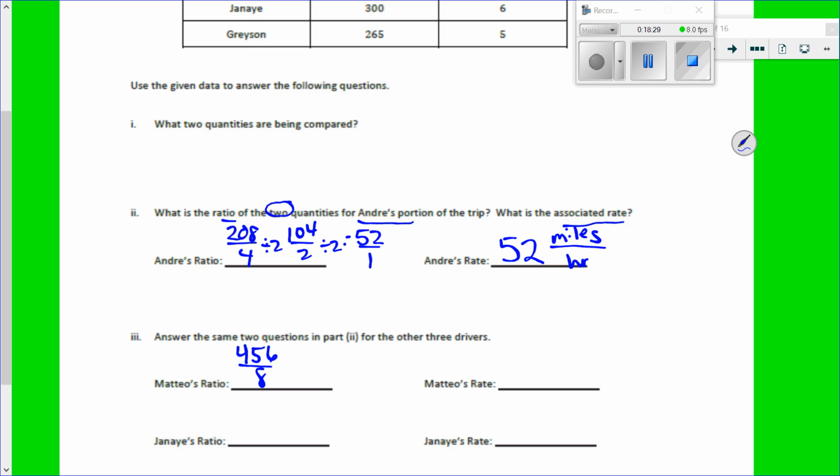But I'll be honest with you guys, I'm really good at math, believe it or not. And for me, it's actually easier to take the extra steps and divide this by 2. Why? Because dividing by 2 is super easy.